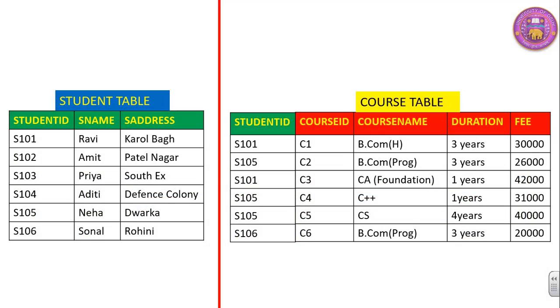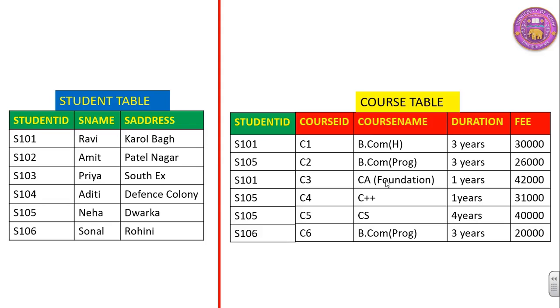Here you can see two tables. One is the student table and the second is the course table. In the student table we have student ID, student name and student address. In the course table we have student ID, course ID, course name, duration and fees. You can find that student ID is in the course table. Student 101 is pursuing BCom Honors. Student 101 is pursuing CA Foundation. He is pursuing two courses.